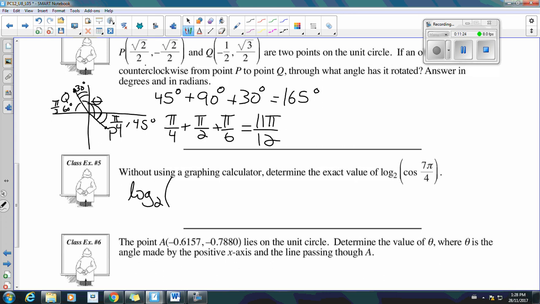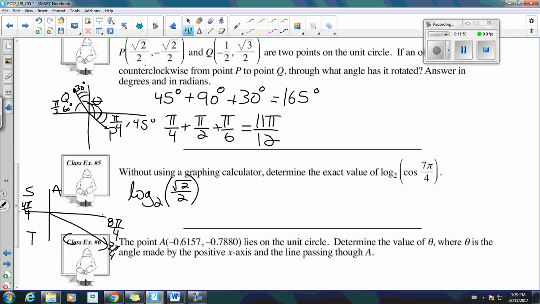We need to figure out which quadrant this is in to decide whether it's positive or negative. Remember, we're starting here. 180 degrees would be 4 pi over 4. All the way back here is 2 pi, which is the same as 8 pi over 4. So 7 pi over 4 is in quadrant 4. Cosine is positive in quadrant 4. So this is positive root 2 over 2.